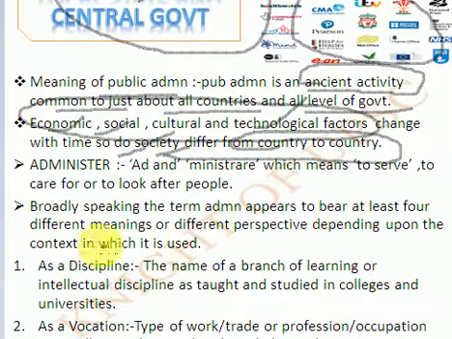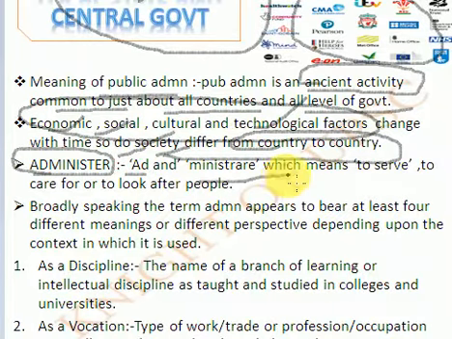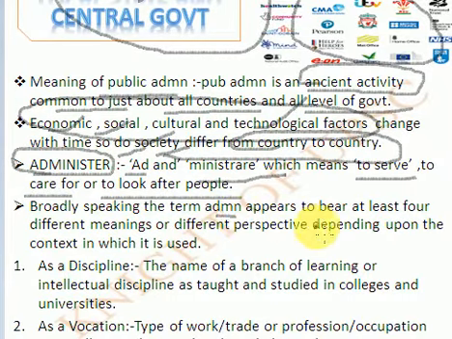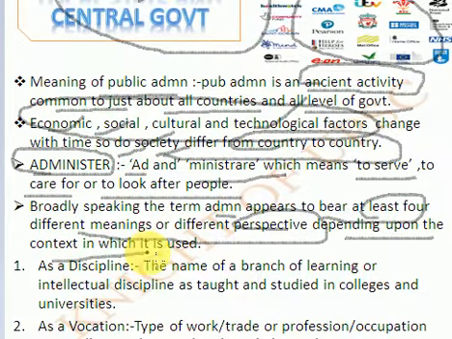Okay. Now, what does administer mean? Administer is an English word, and in Latin it is formed by two words, ad plus ministere, which means to serve, to care for or to look after the people. So broadly speaking, the term administration appears to bear at least four different meanings or perspectives depending upon the context in which it is used.